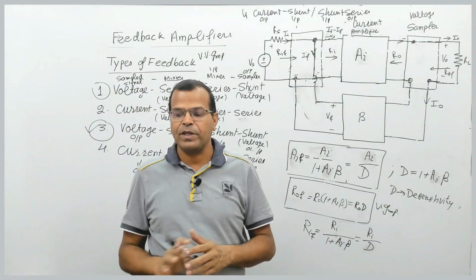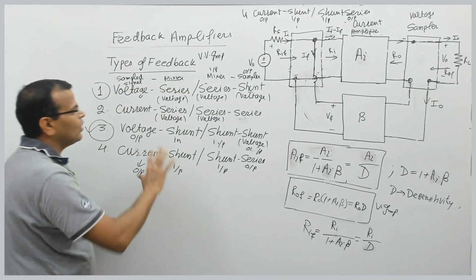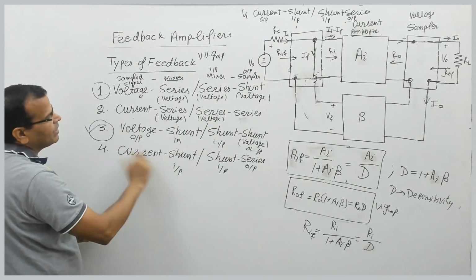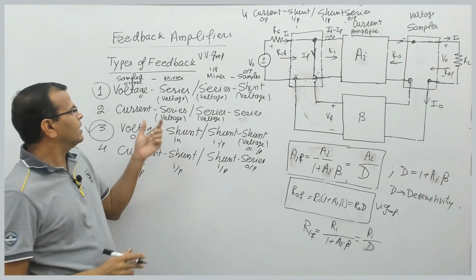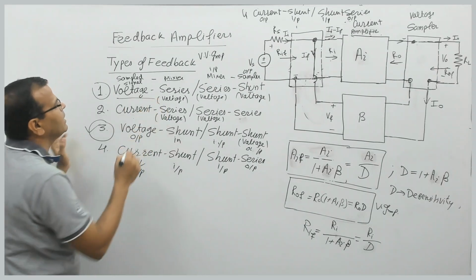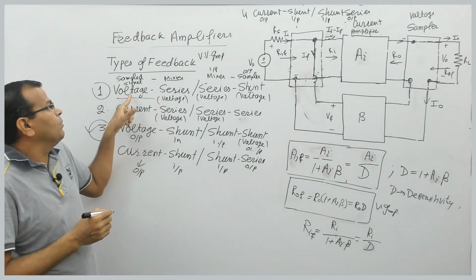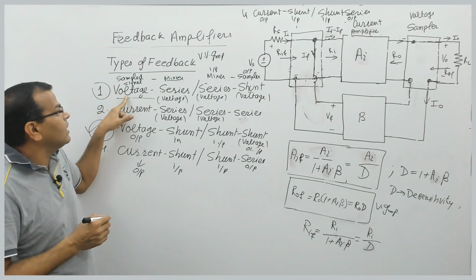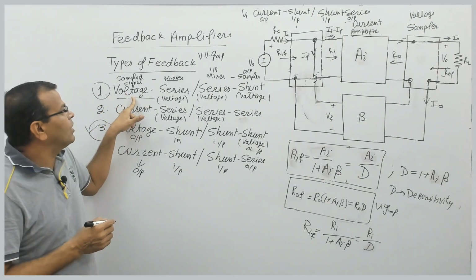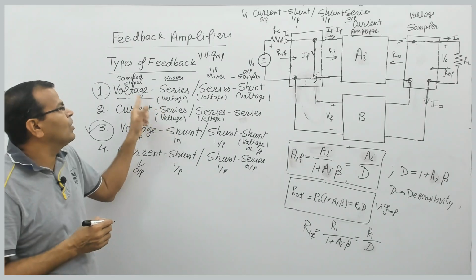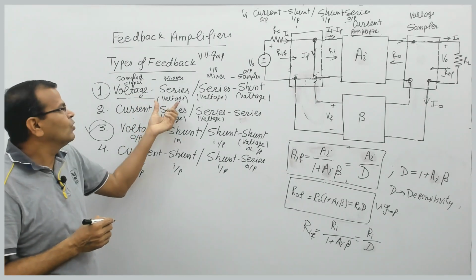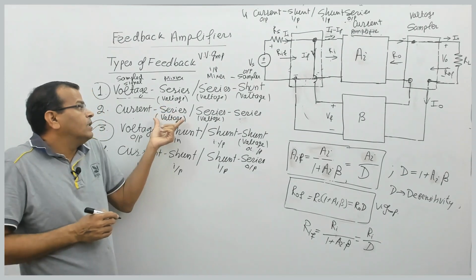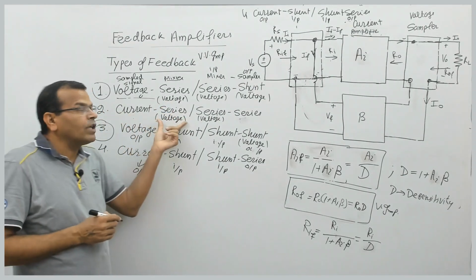So these are the concepts, the formulas, the expressions, and from whatever I discuss, you will get 50% of the questions. So I hope the concept of series shunt is clear, and the concept of voltage series. Suppose I have voltage series, so I can write: output signal is voltage, mixing is series. So series mixing means voltage, so voltage amplifier.